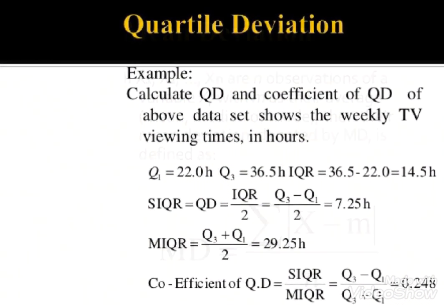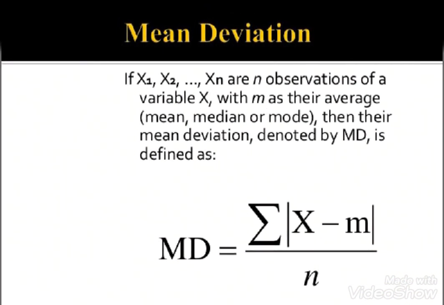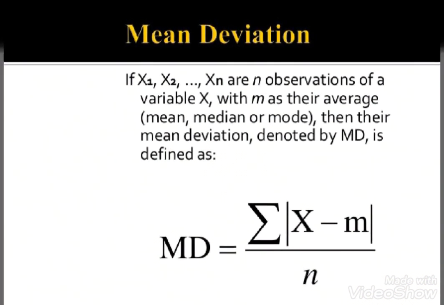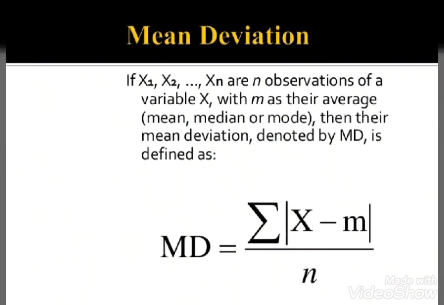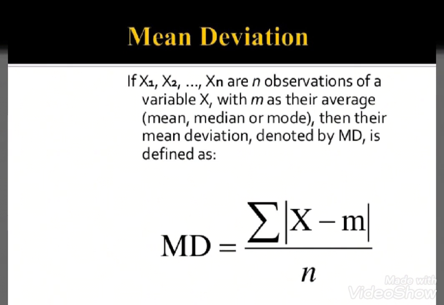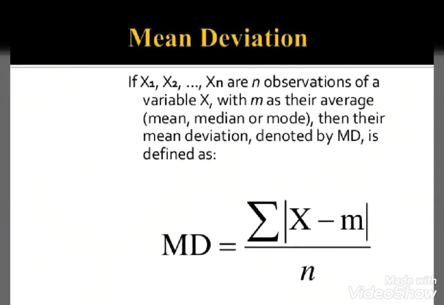Then we will move to the mean deviation. Mean, you have already seen how to calculate the values. So if x1, x2, ..., xn are n observations of a variable x with M as their average, then their mean deviation, denoted by MD, is defined as follows. So see this formula and how these values are defined.